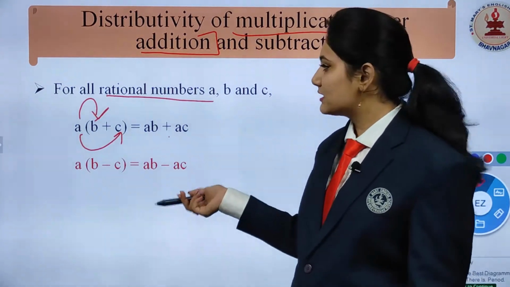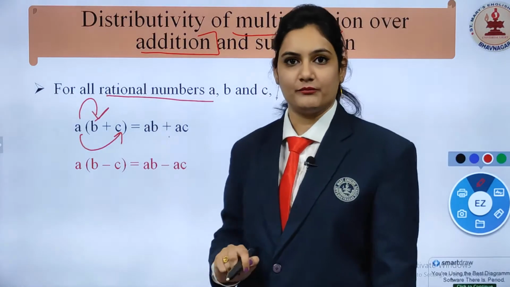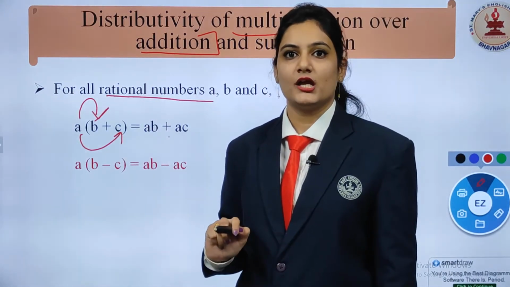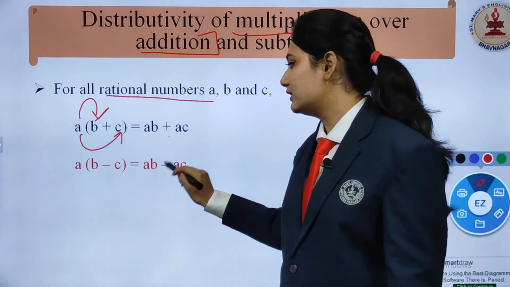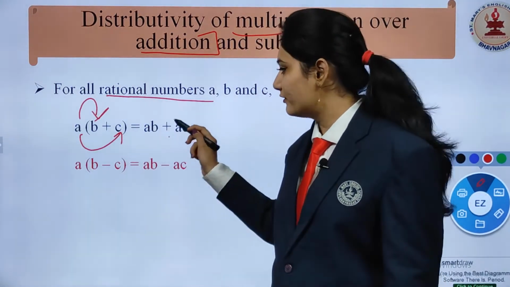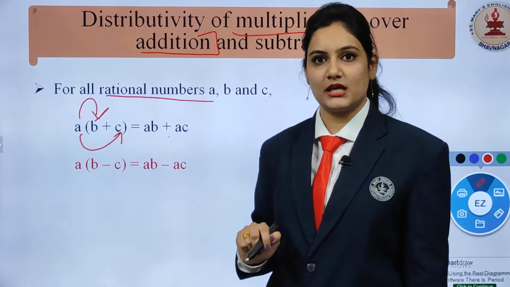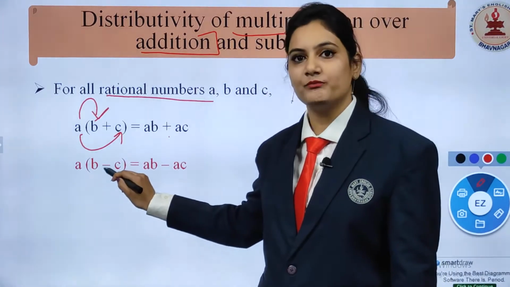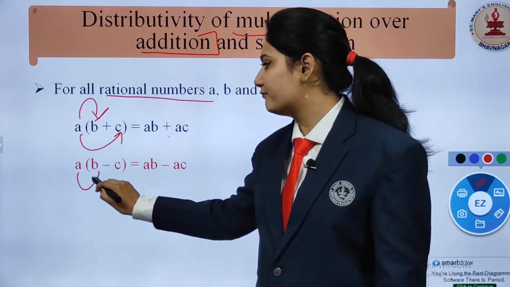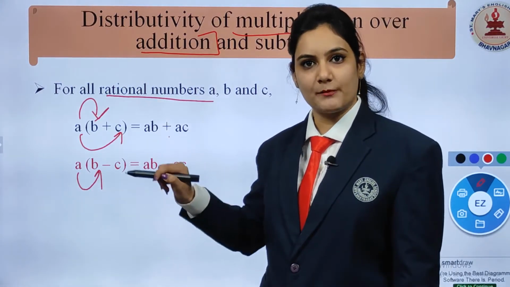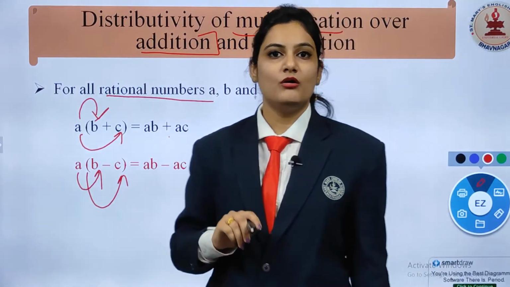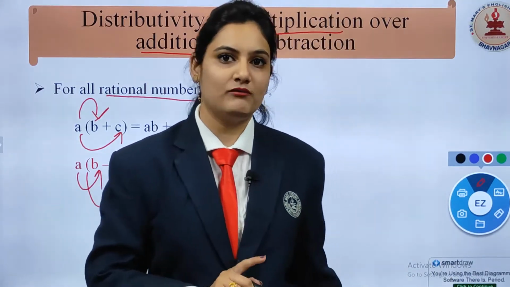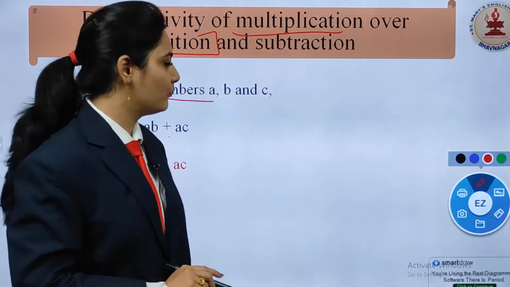Now next, instead of the plus sign, that is the addition sign, if we keep the subtraction sign, then nothing will change, only the subtraction sign will come instead of the addition sign. The process will be the same: when you open the bracket, a will be multiplied first with b, then the subtraction sign, and then a will be multiplied with c. Now with one example we will understand how it works.